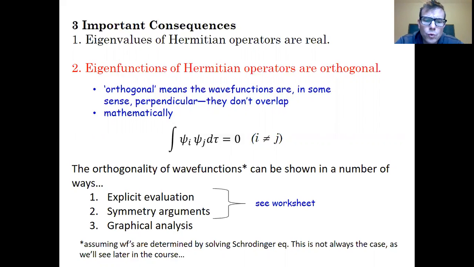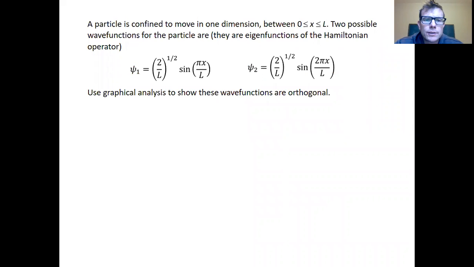I want to quickly show you one problem where you can show this with graphical analysis. So here are two wave functions, psi1 and psi2. These wave functions are eigenfunctions of a Hermitian operator. The Hamiltonian operator corresponds to total energy. That's classical, therefore it's Hermitian. Use graphical analysis to show that these wave functions are orthogonal.